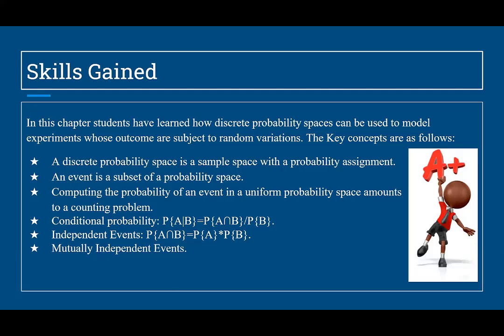Conditional probability, we're going to use a formula: P(A | B) equals the probability of A intersect B divided by the probability of B. Independence, where the probability of A intersect B is equal to the probability of A times the probability of B, and understanding mutually independent events.